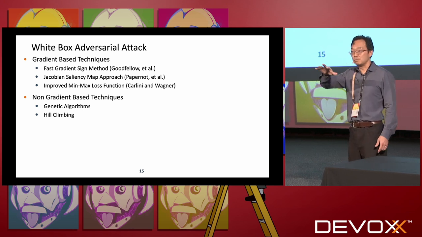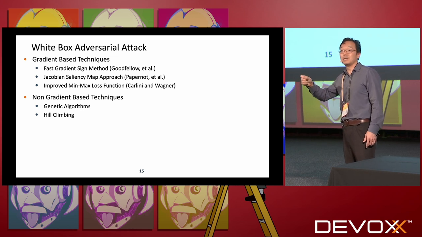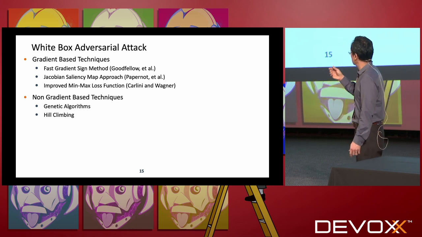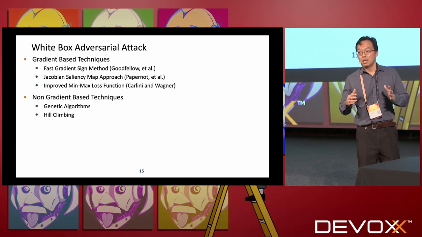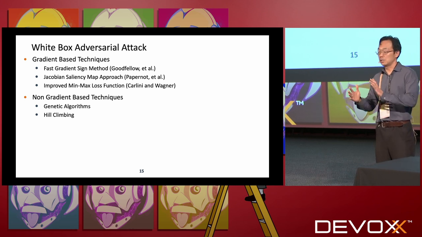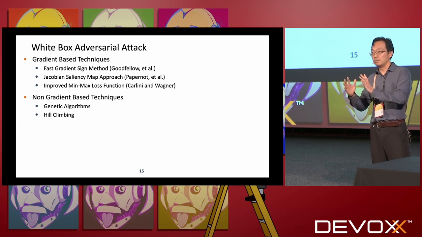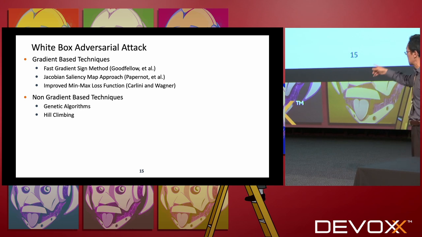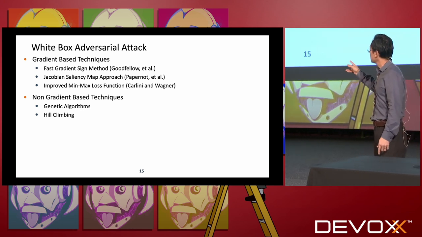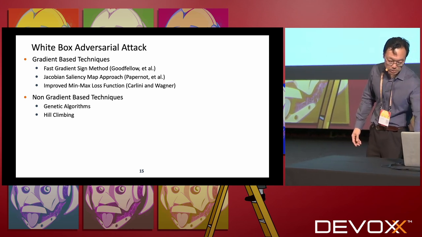So those pixels may stand out a little bit more, but you're going to gradually increase them and hope that they don't. And then finally, we have something called the Carlini and Wagner min-max loss function, which is basically an optimization technique to look for images that are very close, but are also adversarial inputs where the target is the greatest and the second closest target is a certain distance away. And we'll get to the details on that. And then finally, we have non-gradient based techniques like genetic algorithms, hill climbing, and GANs.